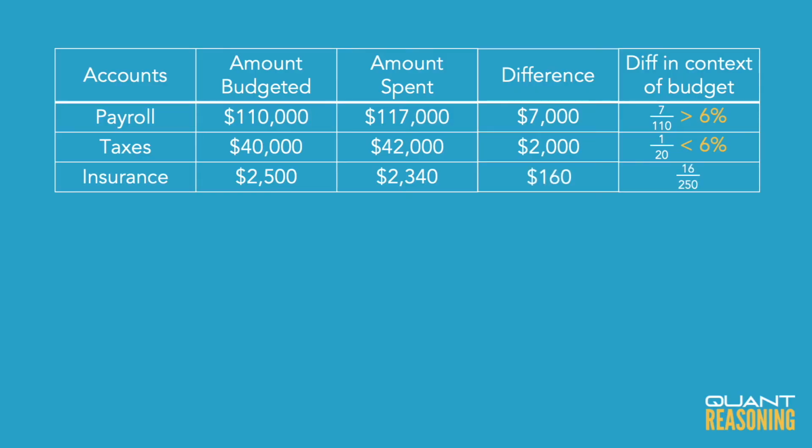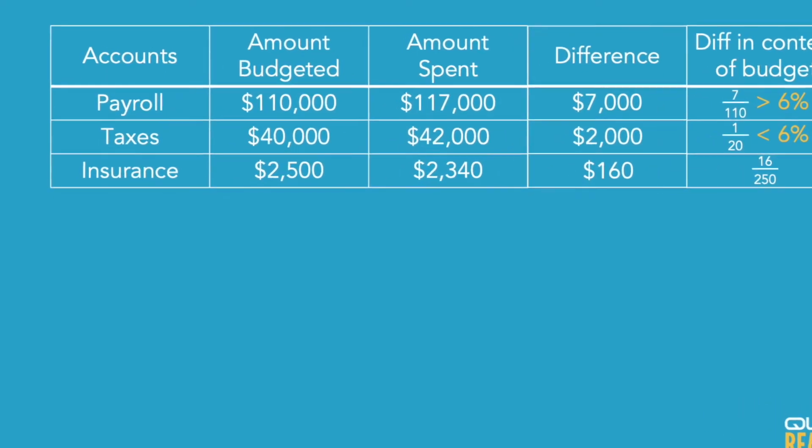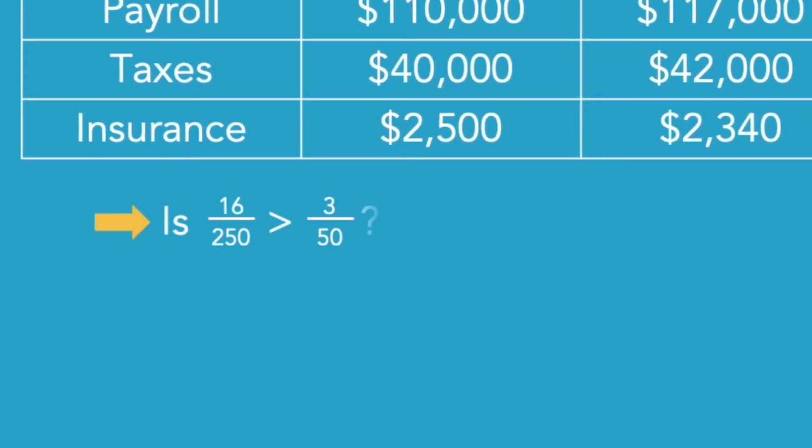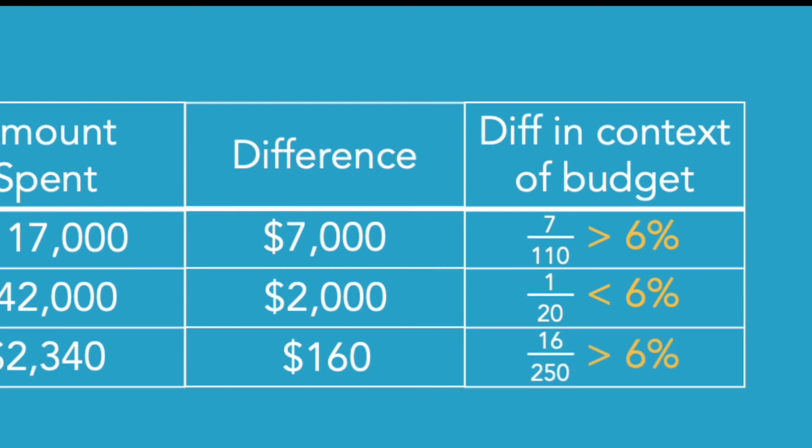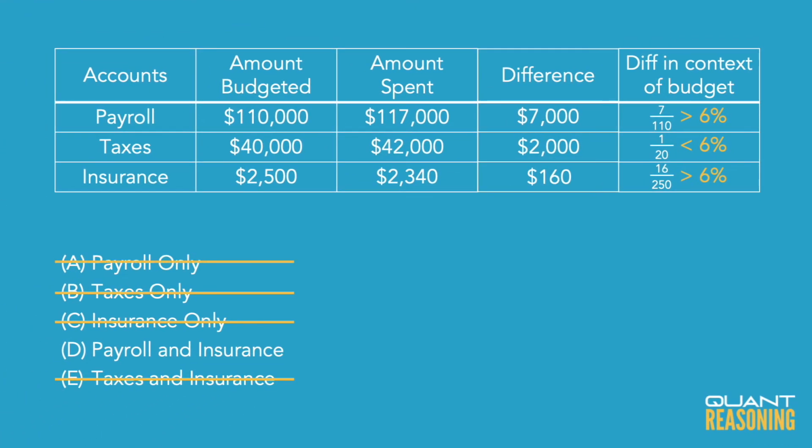So with insurance, once I reduce the numbers appropriately, it looks like we're looking at a difference of 16 in the context of 250, and I want to compare that fraction, 16 over 250, to 3 over 50. Why don't we expand the fraction 3 over 50 by a factor of 5 so that the denominators will match, and then we're comparing 16 over 250 to 15 over 250. Of course, 16 over 250 is the bigger fraction, and so it turns out that for insurance we did go over a 6% difference, and therefore the correct answer is D.